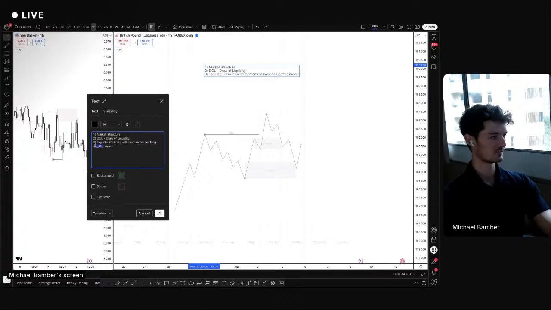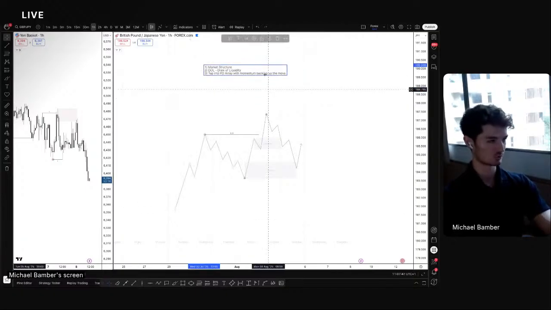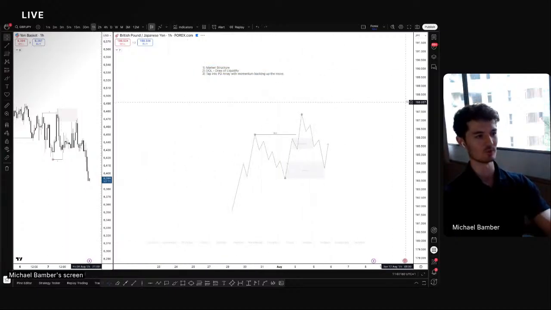Truth of the matter is, if you can master these concepts, you will do very well in the markets. And it's that simple. All right. Now, there's other things that come into the equation, such as time in the market, being able to hold, control yourself, control the emotions.